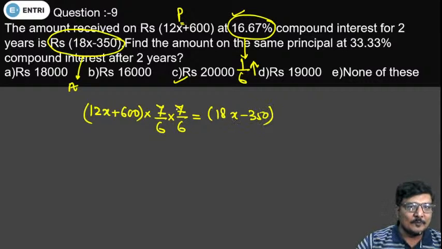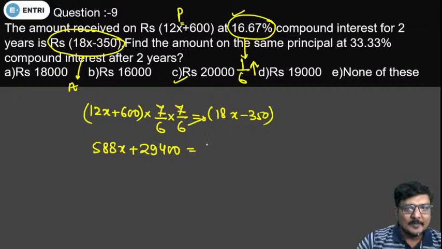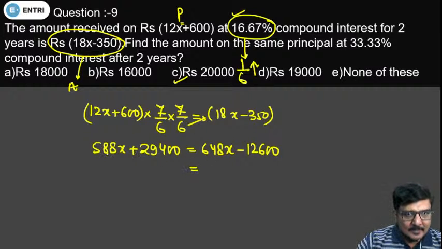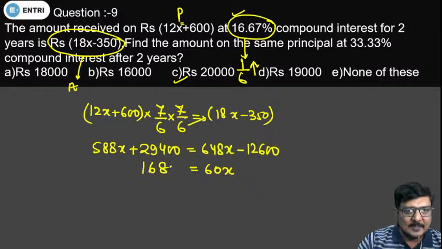Okay. So what we have to do, we have to multiply 49 into 12. So 49 into 12 will give 588x, and 49 into 600 will give you 29,400, and 36 will be multiplied here. Okay. So 36 into 18 will give you 648x, and 36 multiplied by 315 will give you 11,340. Okay. So this will go here and subtract. So what we will be getting is 60x, and 29,400 minus 11,340 gives you 18,060.